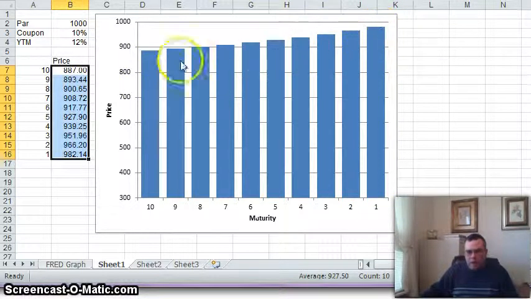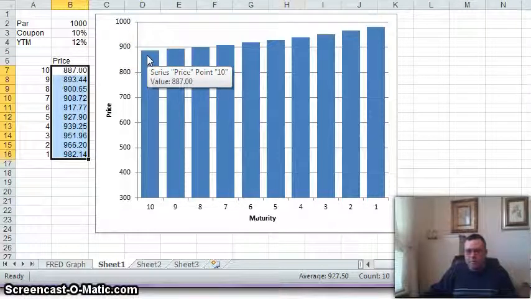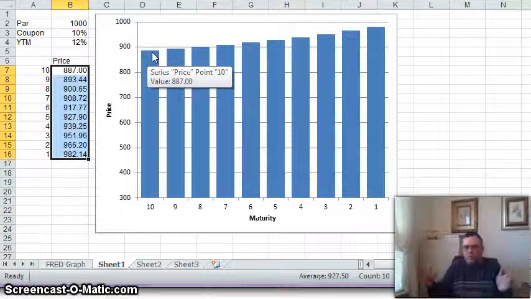The further out you get, obviously the lower the price gets, because you need to make more money to account for the same return over time. You don't just want to make 12% for 1 year, you want to make 12% for 2 years, 3 years, or 4. And so you have to multiply up, so the price gets lower.